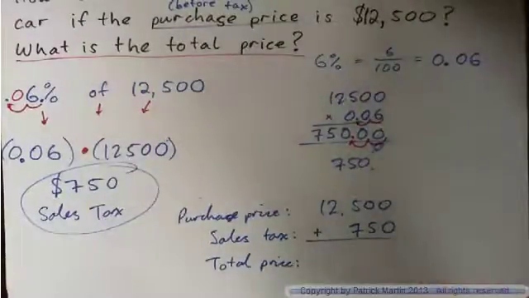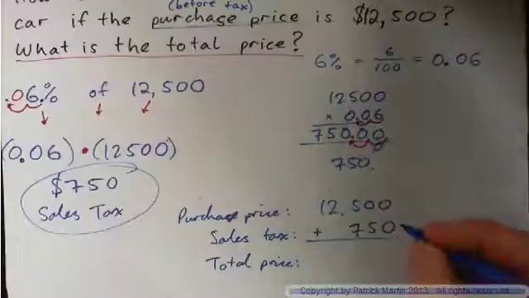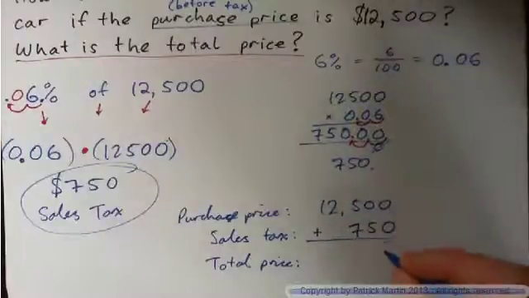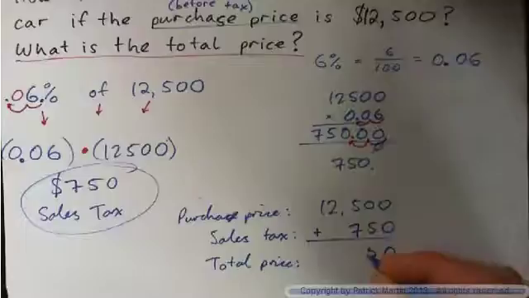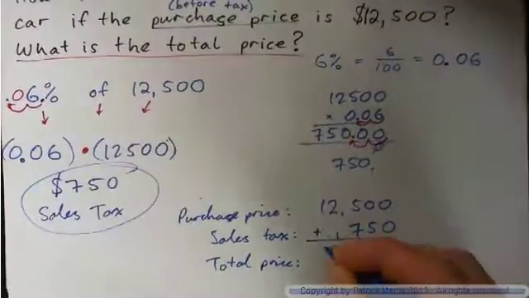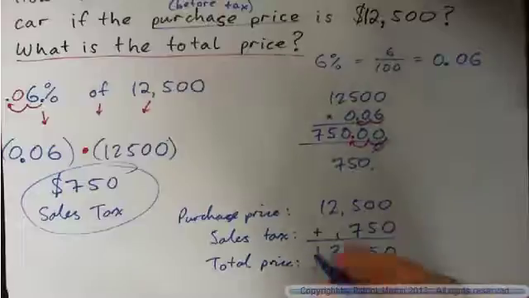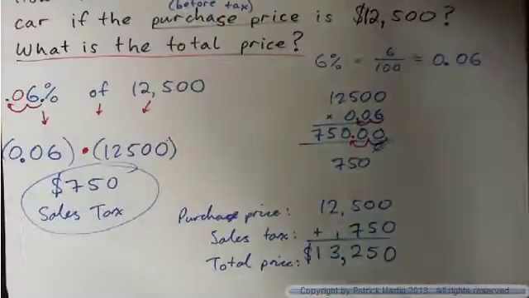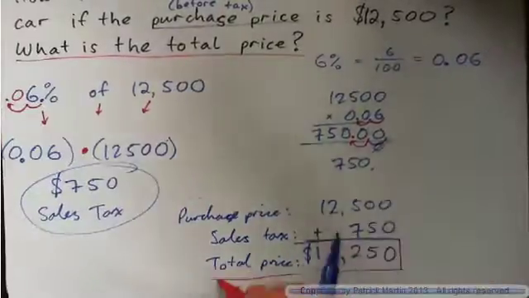So go ahead and add those. What do you get? 0, 5, 2, carry the 1, 3, 1. $13,250 is the total price, right?